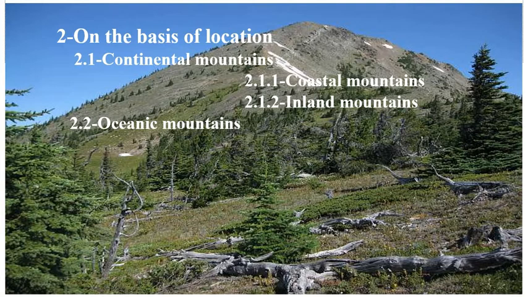Just like the Himalaya is one of the continental mountains, or the inland type of mountain. And coastal mountain, you just take the example of the Western Ghats, that is a coastal mountain. Next is oceanic mountains. The mountains which are located within the ocean are oceanic mountains.